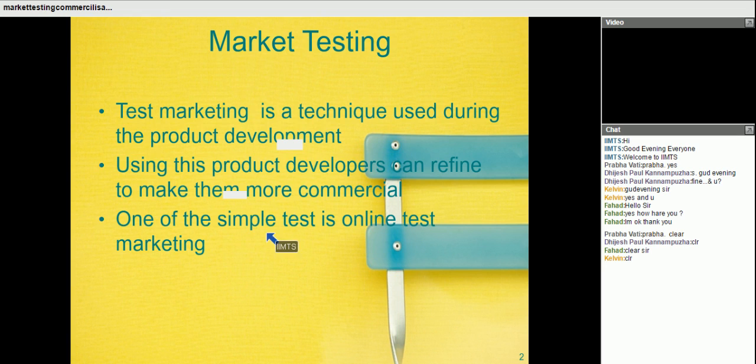It is one of the simple tests. One of the simple tests is online test marketing, right? So many organizations nowadays run this online marketing test where they give surveys for the end users to fill in and give their views or reviews on that, right?